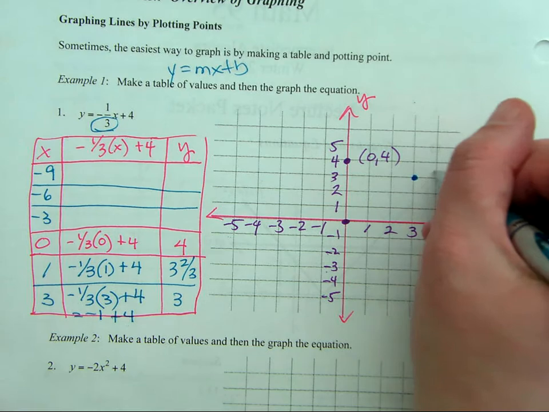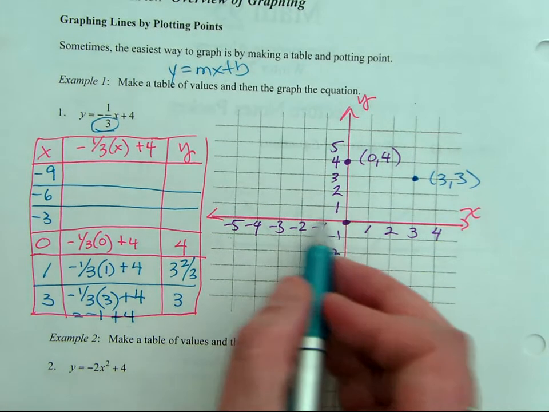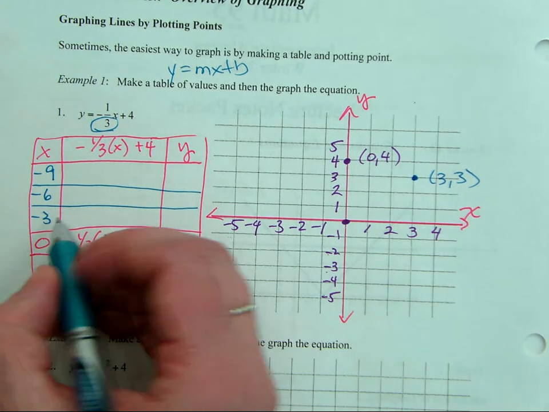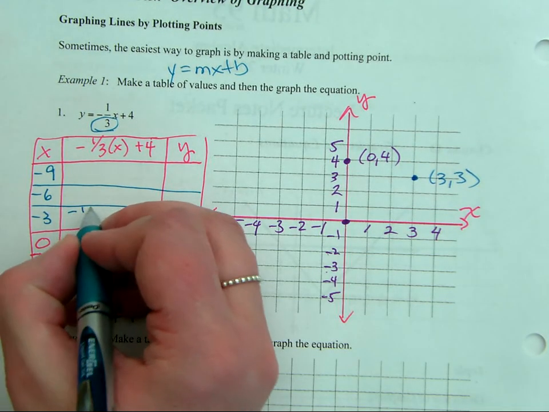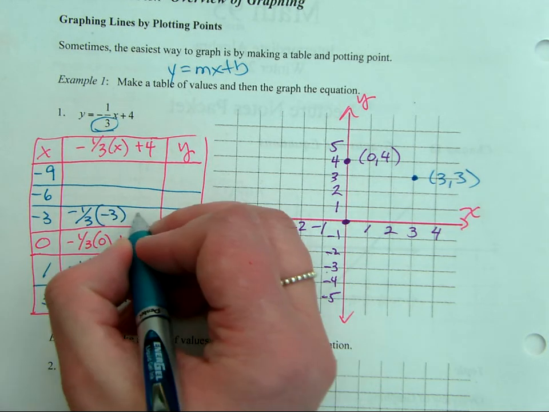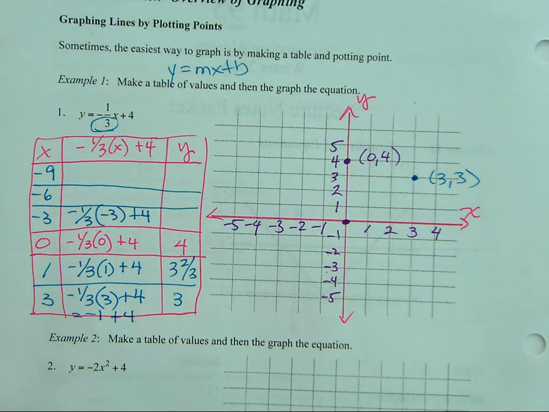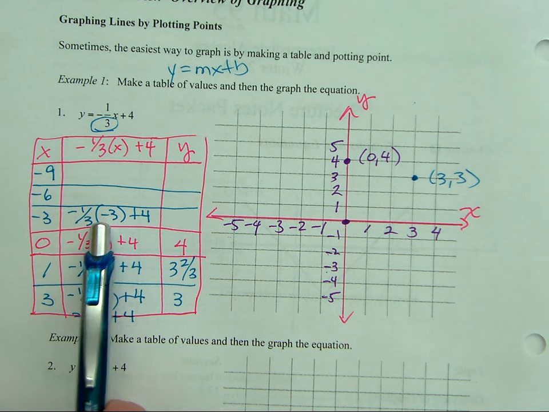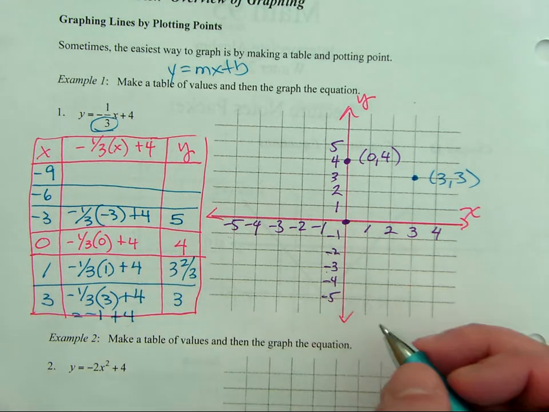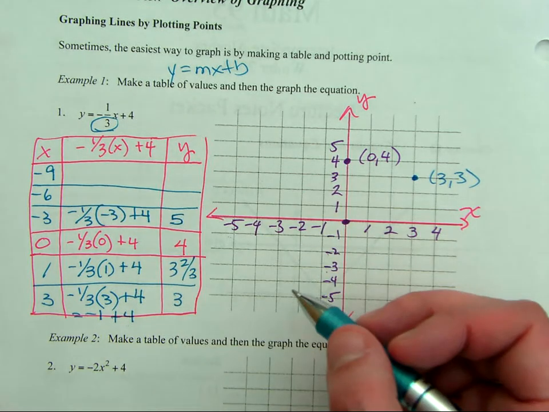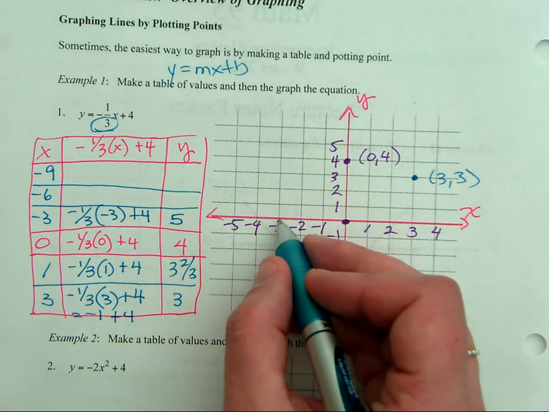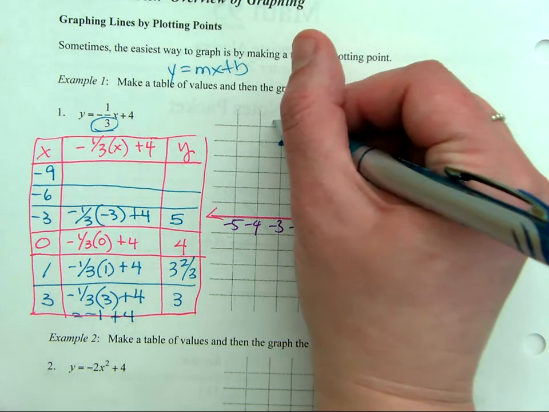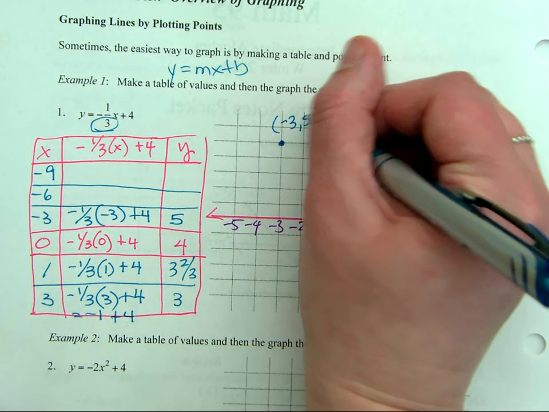Did I plot that correctly? 3, 3. If I want to get a point over here in this area, I could use -3. If I have -1/3 times -3 plus 4, what would that be? Negative times a negative is a positive. 1/3 of 3 is 1. 1 plus 4 is 5. And maybe I shouldn't have drawn on those other spots, but so if I go over to -3, I go up to 5. Here's my point, -3, 5.